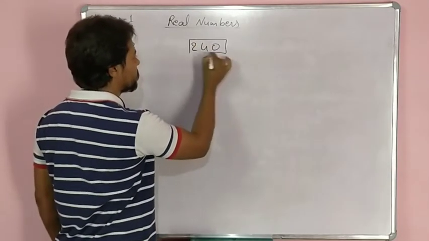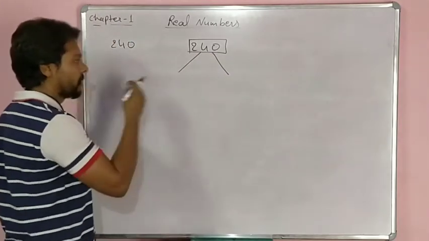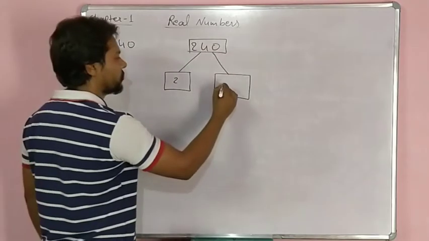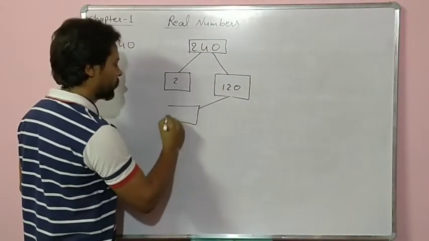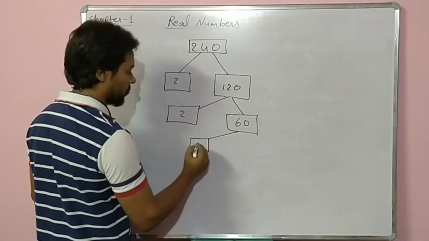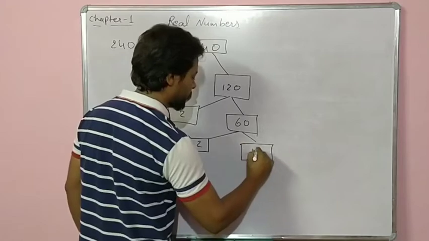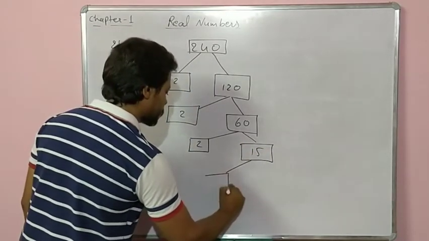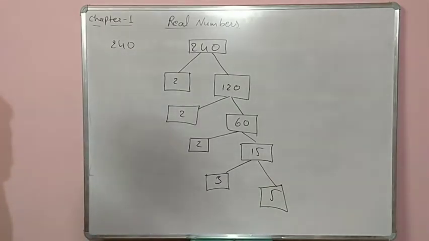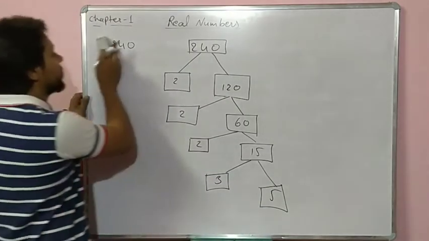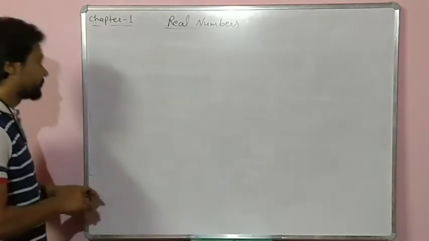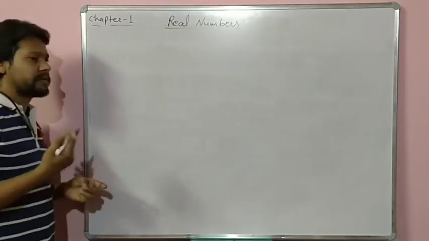240. If the first factor is 2, dividing 240 by 2, we get 120, then 2, 60, then 2, 30, then 2, 15, then 3, 5. That's it. That's a factor tree and that's its prime factorization. Alright. So when we talk about LCM and HCF, the first thing we have to do is the prime factorization of any number. Correct? And to find LCM and HCF we need at least two numbers.